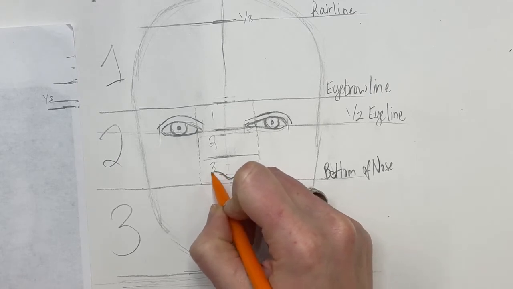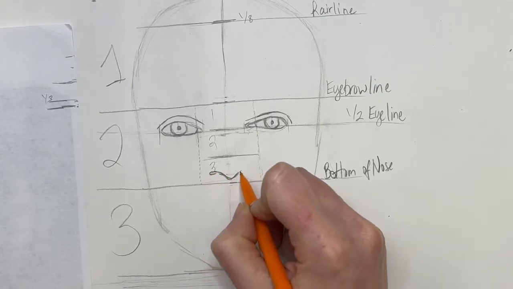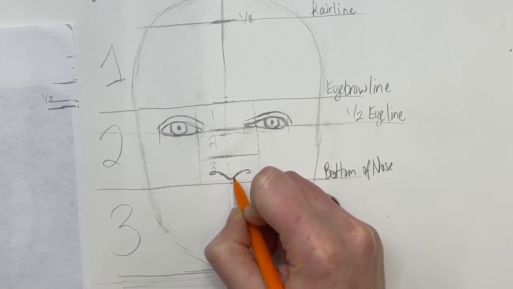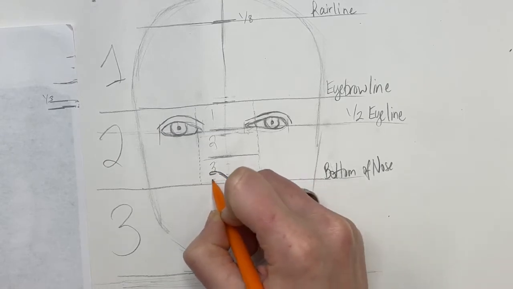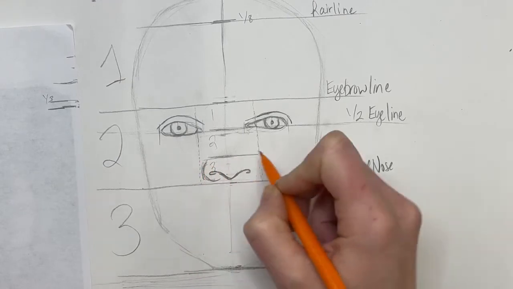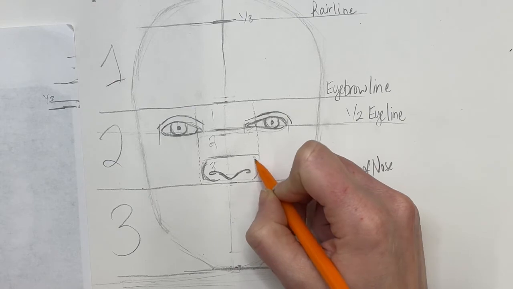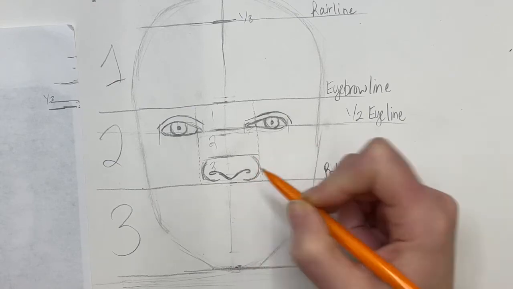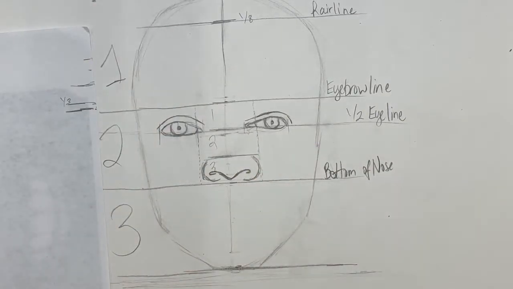So this is where you can decide, does this person have a long nose? Does the nose turn up a little bit? And then we want the wings of the nose basically to reach out to the edges of the dotted line. Okay, and then all the rest of the nose would be shading.